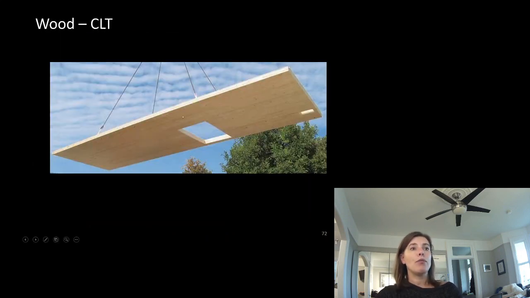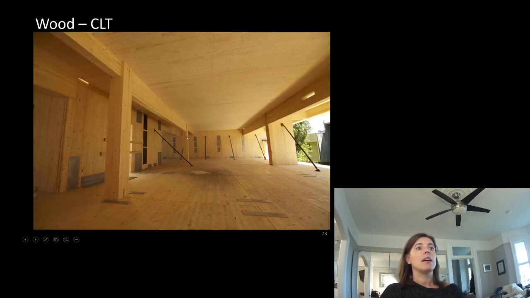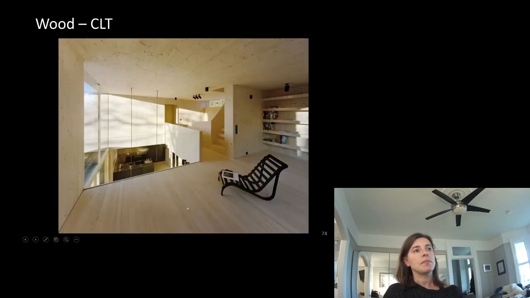CLT, you can do it in floors or walls. You can see one of the nice things about it is that it can be shop fabricated. One of the hard things is you need to really look at construction loads on it, because you can imagine that this might be the governing load case. So here are some CLT walls and floors being installed. This one is a really, really beautiful system, showing CLT floors and roofs and walls. Basically the entire system is CLT.